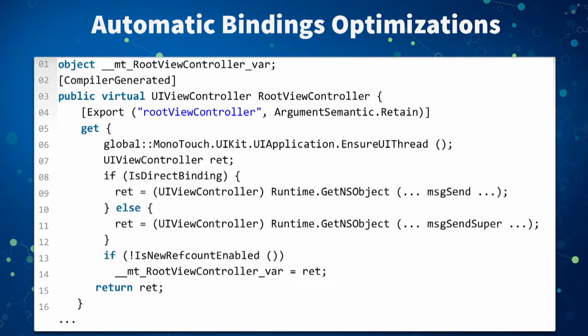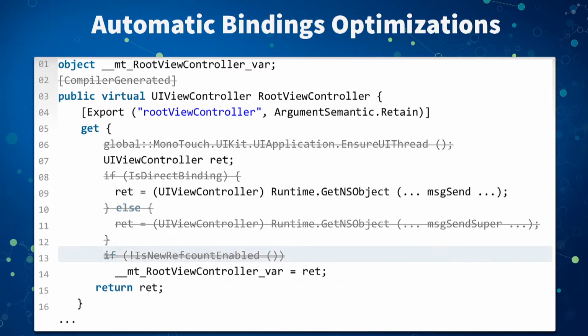A last example. We can also optimize the binding based on the garbage collector you select and the option that it's using. So along with the previous optimization, if you're using BOEHM or SGen by default, we can remove the isNewRefCount enabled check. One less call. Now, if you use SGen with the NewRefCount option, we can also remove the backing field.